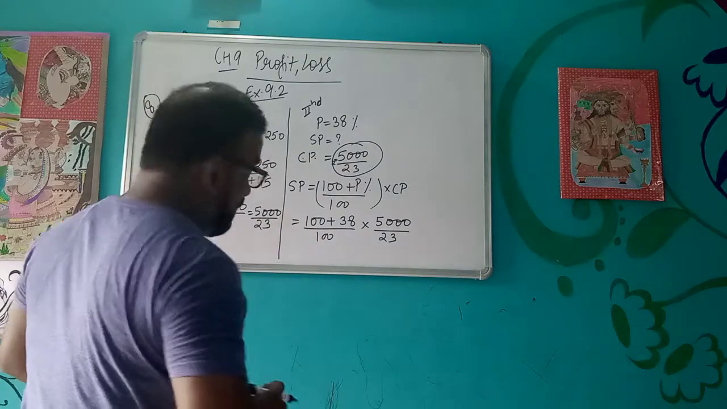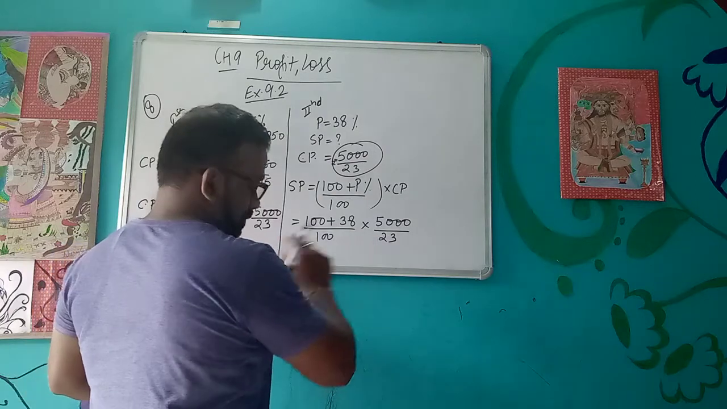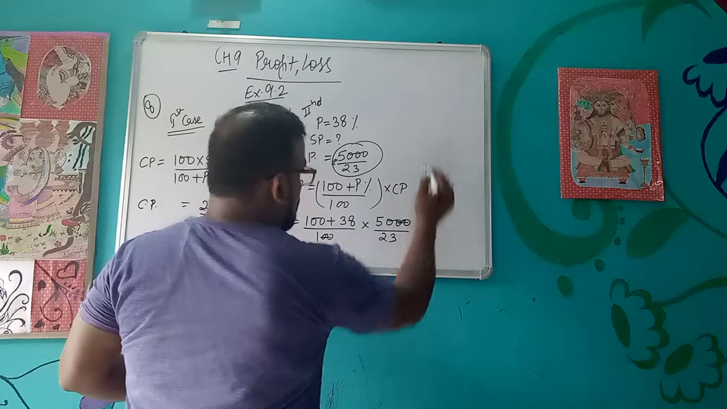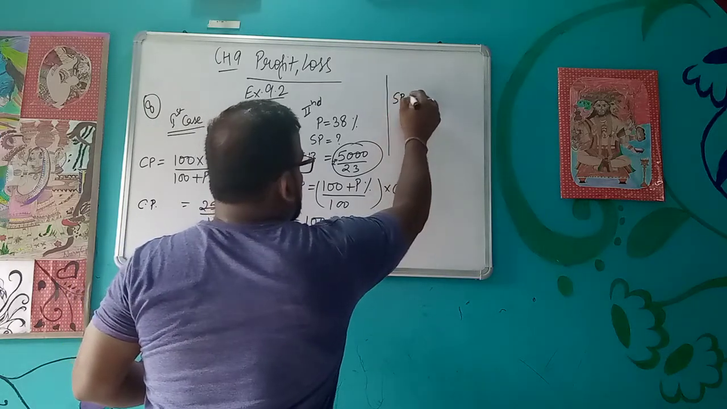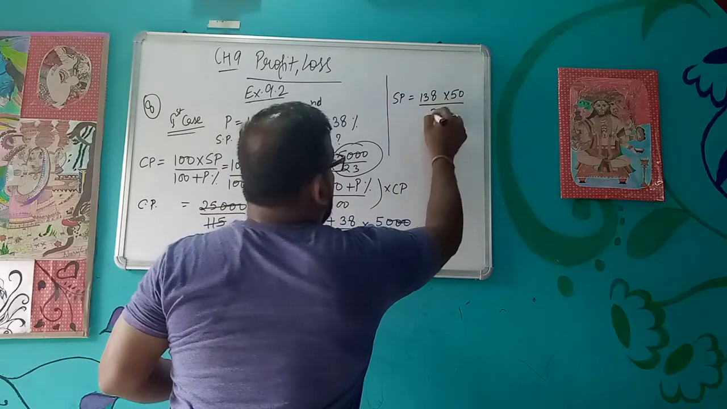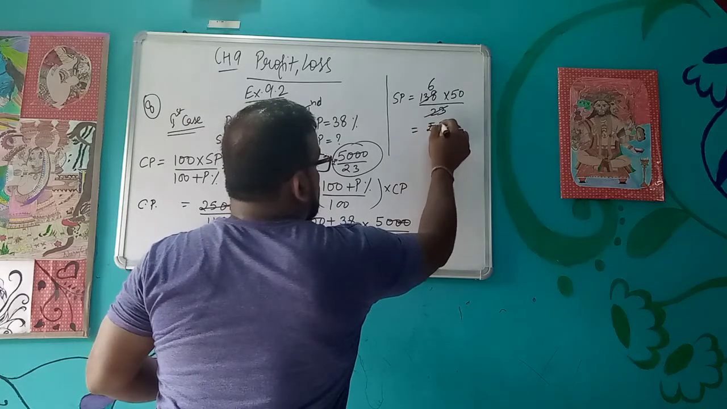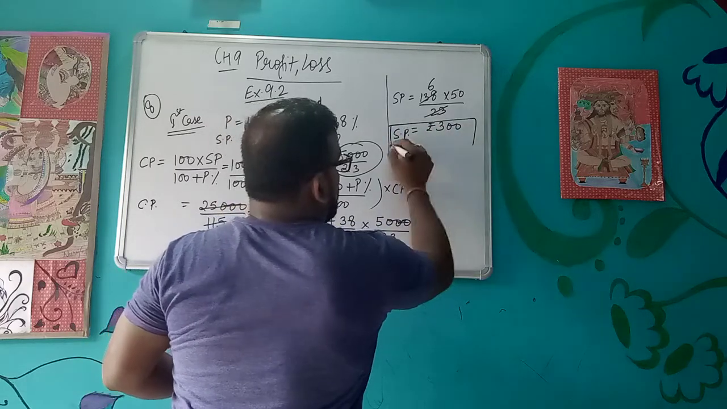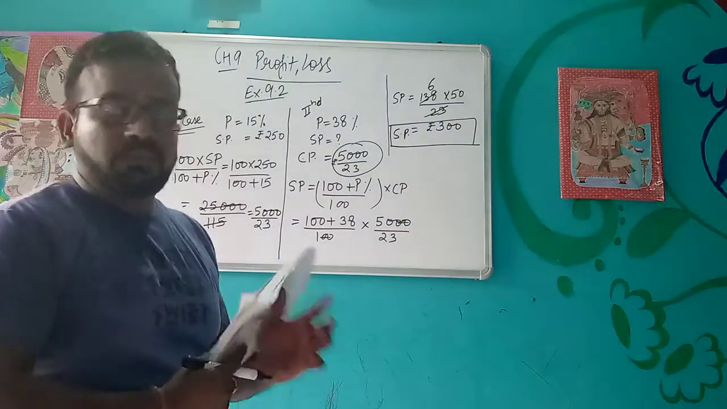So why have I not converted into decimals? Because now when I solve it, almost all the quantities will get simplified. So this 0 and 0 cancel. What you will get? You will get SP equal to 138 into 50 upon 23. So it becomes easy now. So what should the selling price of the article be? 300 rupees.